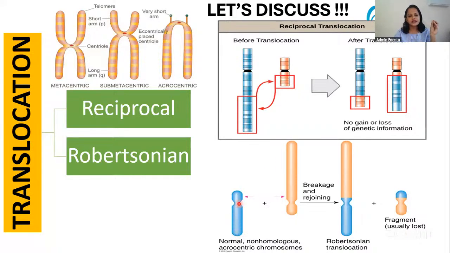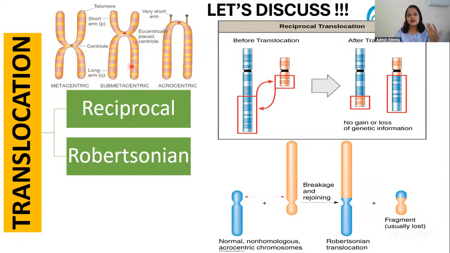But there is another type of translocation, called the Robertsonian translocation. Look at the picture here. Mainly this kind of translocation happens in acrocentric chromosomes. Based upon the position of the centromere, you can divide chromosomes into metacentric: if the centromere is at the exact center, it creates metacentric chromosomes, with equal length of the four chromatids.